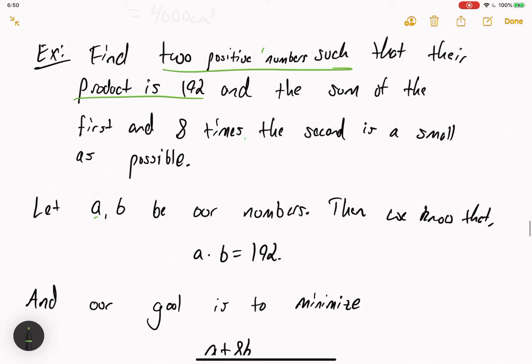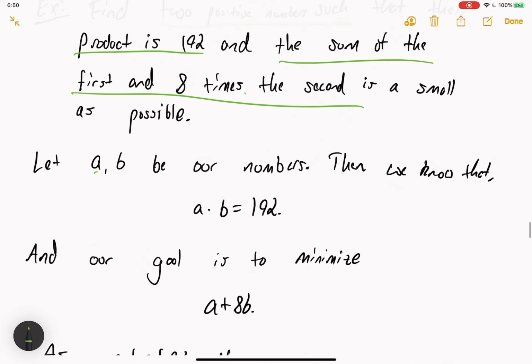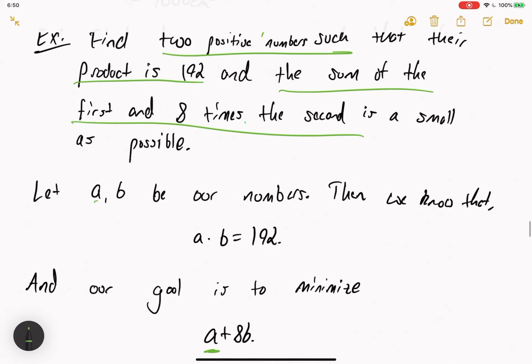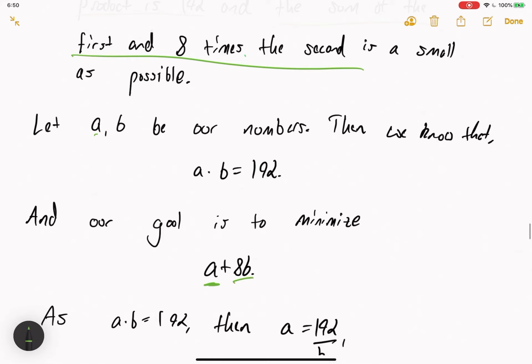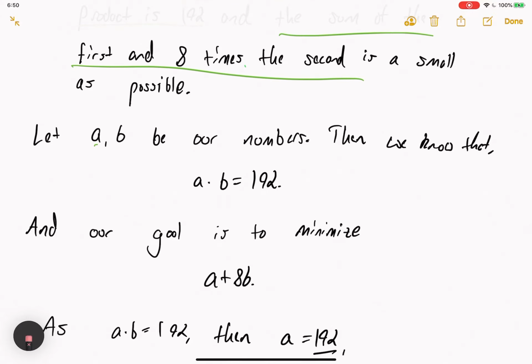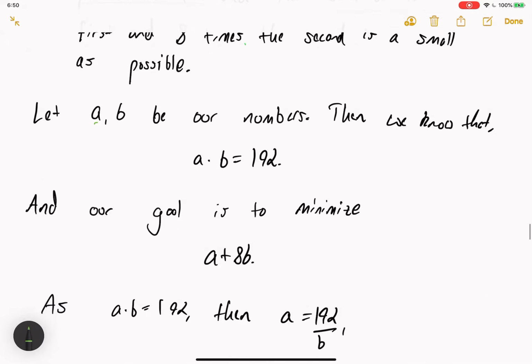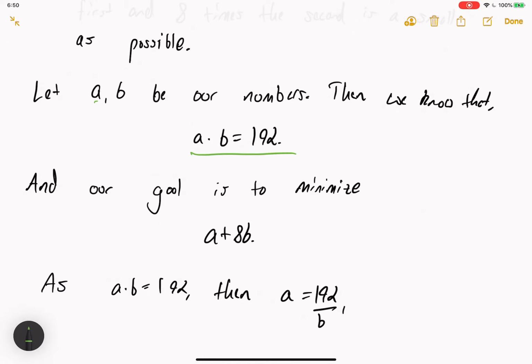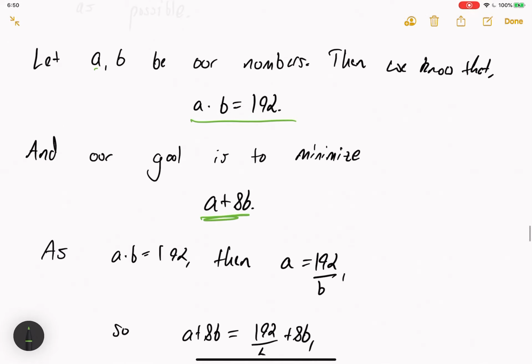The second part tells us that we want the sum of the first and 8 times the second. We want A plus 8B. We want that to be as small as possible. So we know this, and our goal is to minimize this.